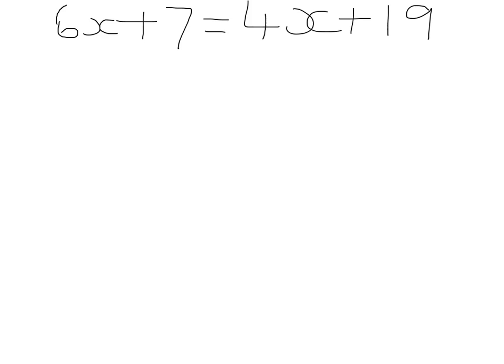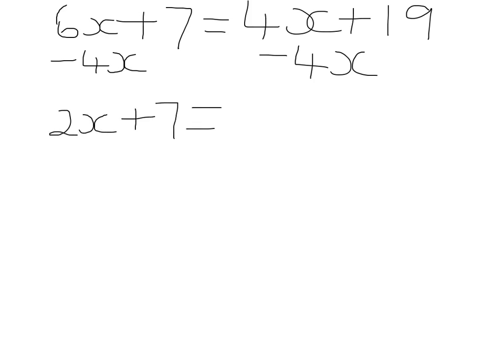Okay, so first of all, I'm going to look at this and I'm going to move the x's to the left-hand side. So to do that, I need to subtract the 4x from here on the right, and then also subtract it from the left-hand side. So 6x take away 4x leaves 2x. I've still got the +7, and that equals 4x - 4x, which is 0 x's, so I don't have to write them, and we're left with 19. I'm now going to repeat this process and subtract 7 from both sides, so that on the left-hand side I'm just left with 2x.